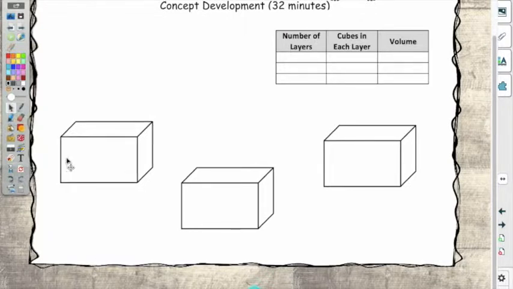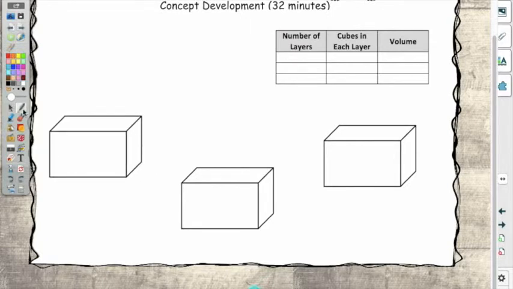Okay, so that was 2 layers. Beverly, this is the first one we're doing. Okay, how many were in each layer? 6. So we would label it like that. Okay? So over here on my chart, you don't have a chart, but you can just write this down. 2 layers of 6 equals 12 centimeters cubed.